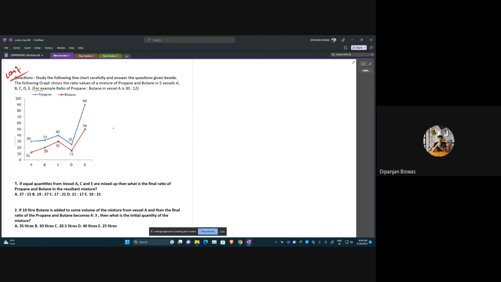Always go through the directions. For example, if the ratio of propane and butane in vessel A was 30:12, they are just taking these numbers to get the ratio, like 30:12 for vessel A, then 32:20 for vessel B, then 40:30 for vessel C, 25:15 for vessel D, and the same goes for vessel E, 90:50.